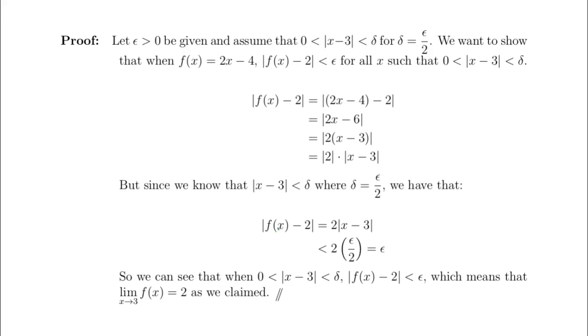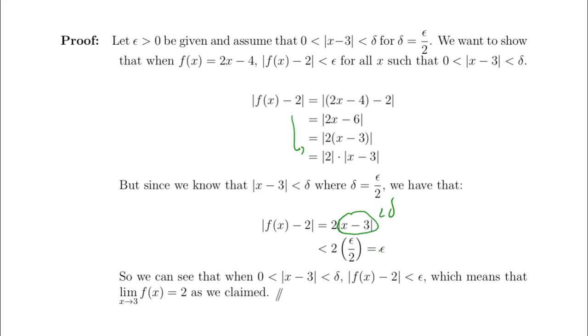So if the absolute value of f of x minus 2 is equal to 2 times the absolute value of x minus 3, that's what we've shown here, then we'll say that that's less than 2 times epsilon over 2, because remember, this was less than delta. And hey, look at that. 2 times epsilon over 2 is just epsilon. So that means that the absolute value of f of x minus 2 is less than epsilon. And that's what we wanted to show. So that means that this limit is equal to 2, just like we said it was.